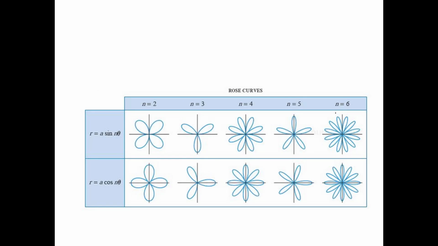You have some rose curves. So if you mess with the inside and throw an n in front of it, you get petals. What's interesting is that if n is even, you get twice the number of petals. And if it's odd, then you get the same number of petals, whatever n is. Some nice shapes there that you can play with on your graphing calculator.